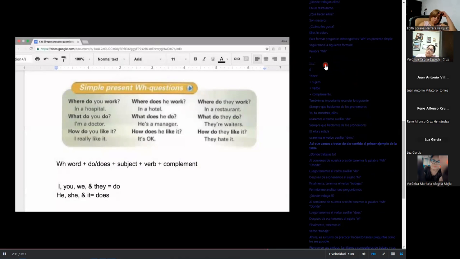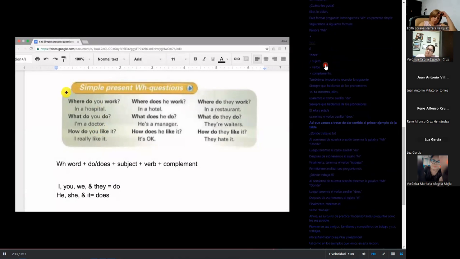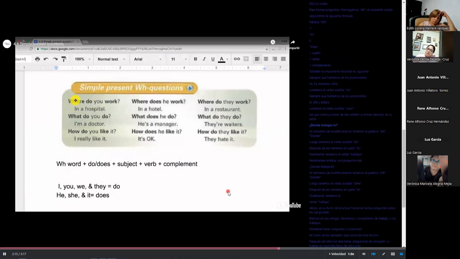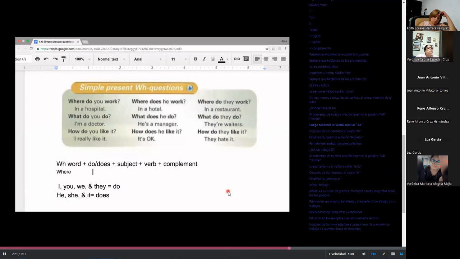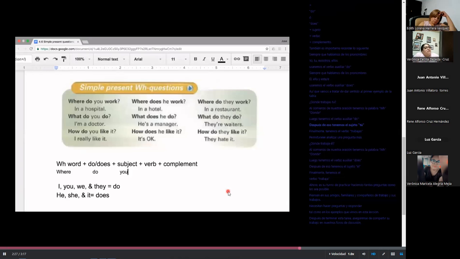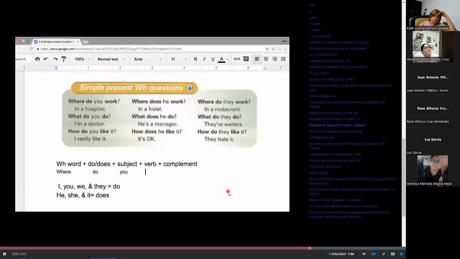So let's try to make sense of the first example on the chart. Where do you work? At the beginning of our sentence, we have the WH word where. Then we have the auxiliary verb do. After that, we have the subject. Finally, we have the verb work.